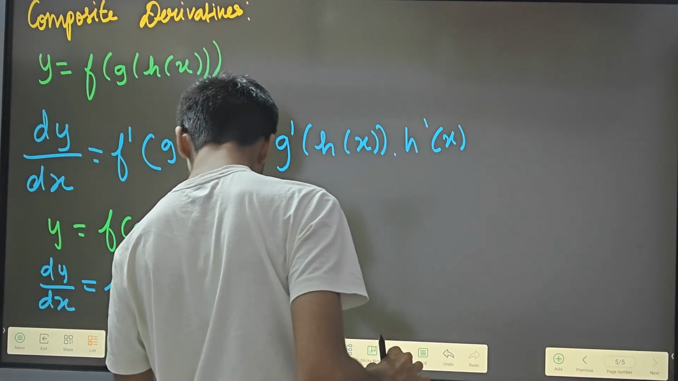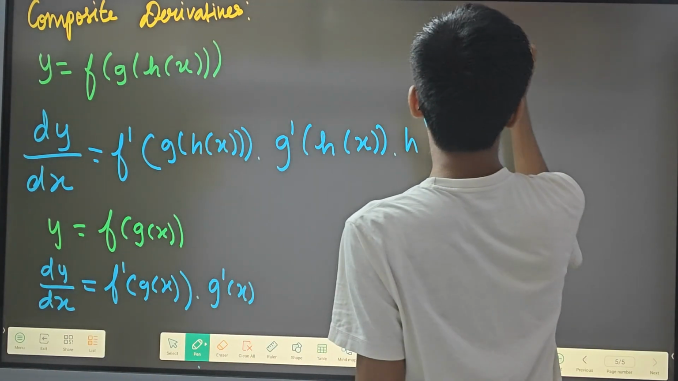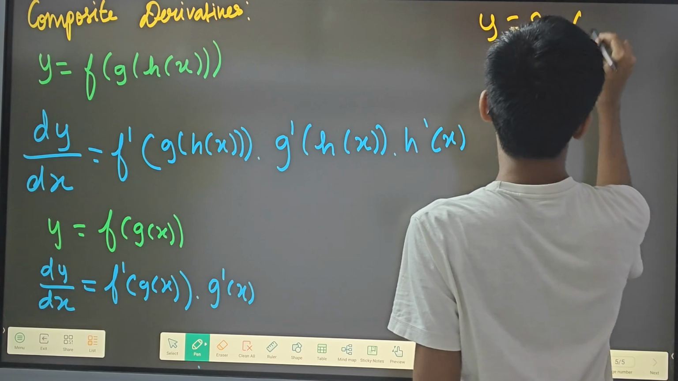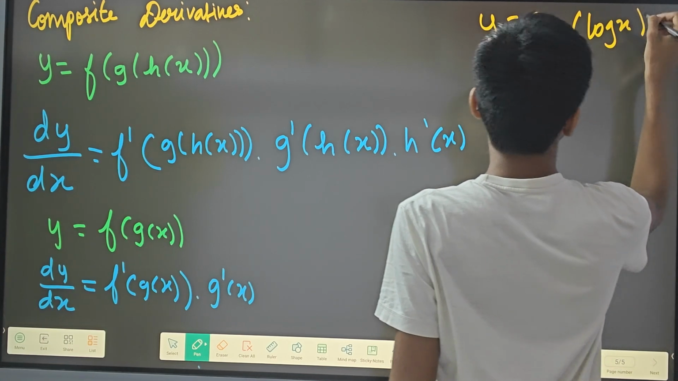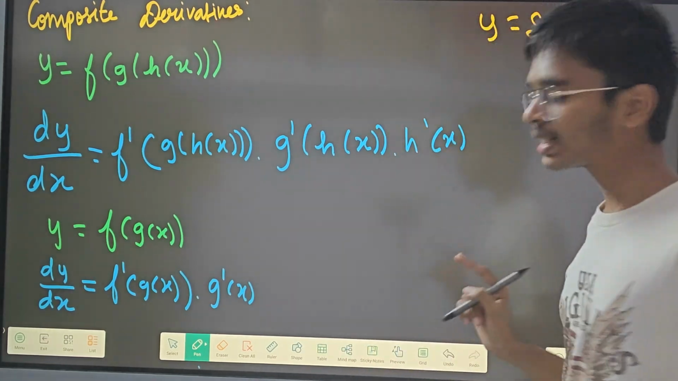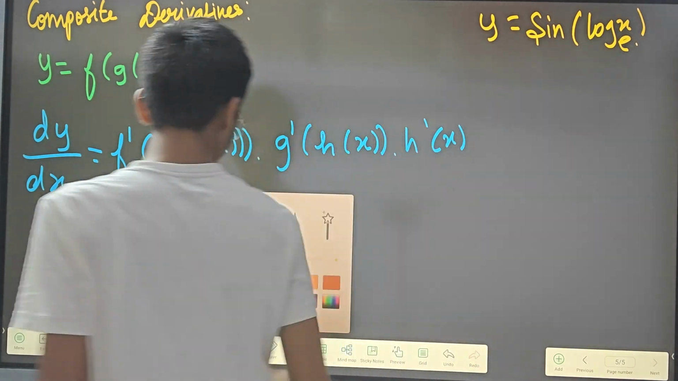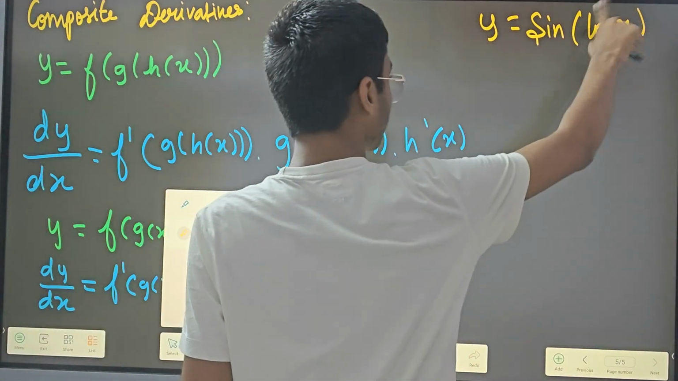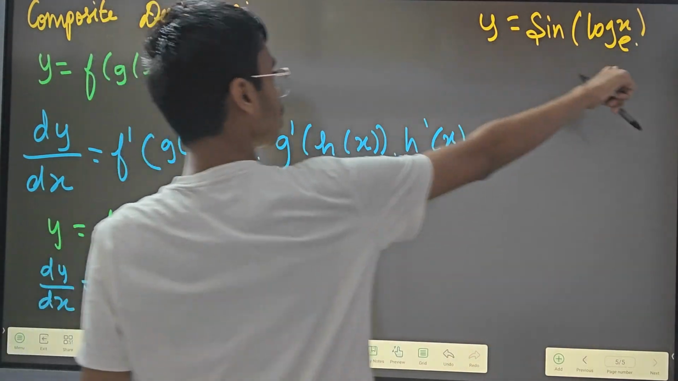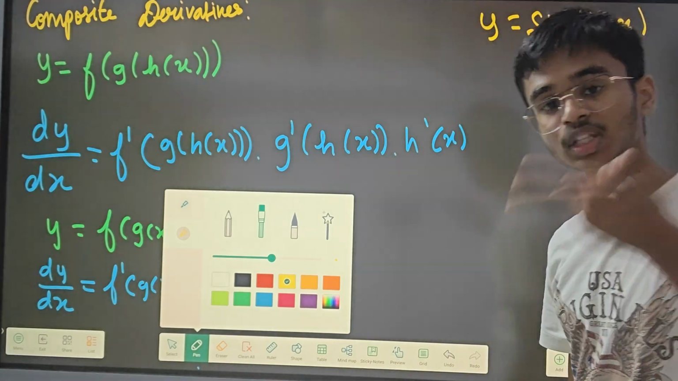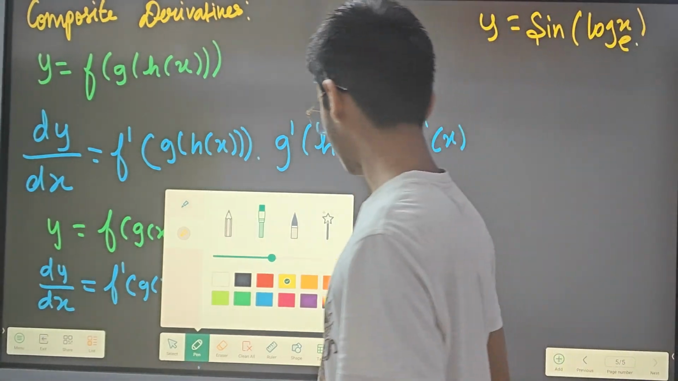What sum shall we take? y is equal to sine of log x. Remember, very generally, the log will be to the base of e. If it is not to the base of e, then that will be given in the question itself.